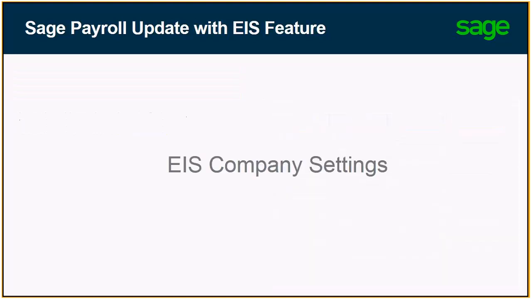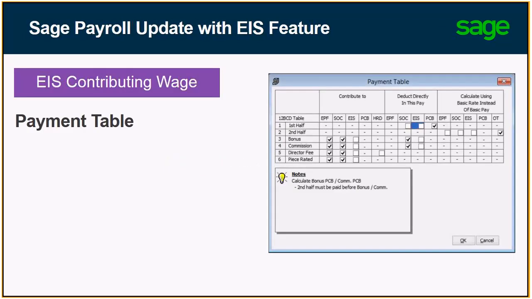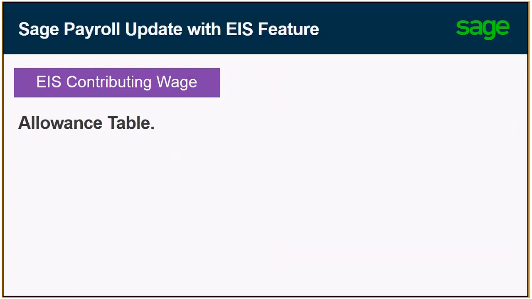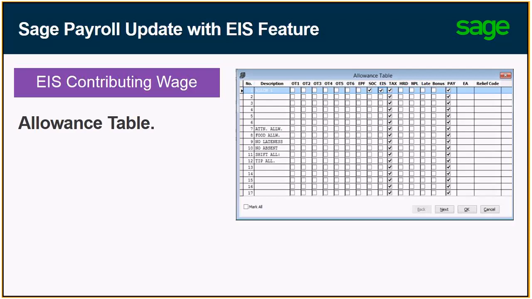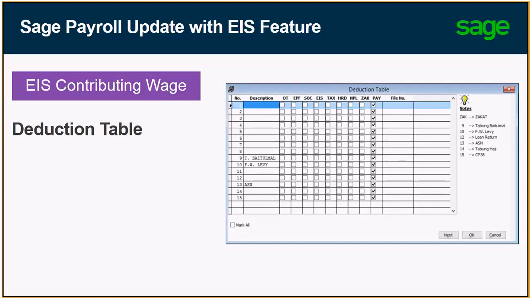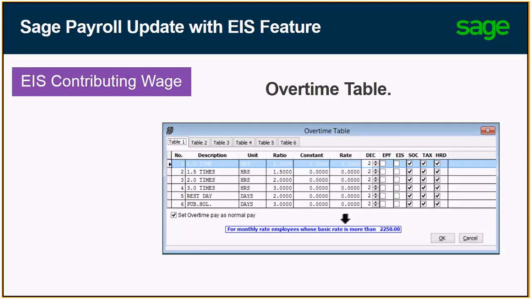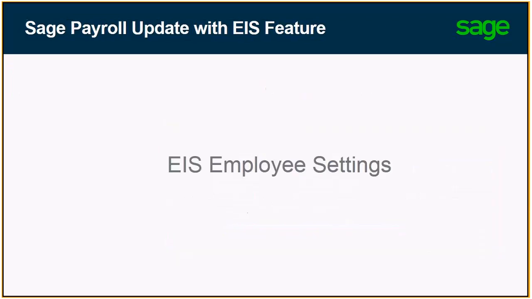Now, you could also do this company setting for EIS. What kind of setting? Like setting for the payment tables, whether any payments should be included in EIS computation or not. Things like your commission, director fee, piece rated. Or you can set all your allowance table as well. Allowances that you have, you should tick for EIS. Deduction tables, if you have some adjustment that you also want to be included in EIS, you can also tick this portion, so it becomes an option for you to tick. Overtime table as well, you can tick all this to be subjected to EIS.